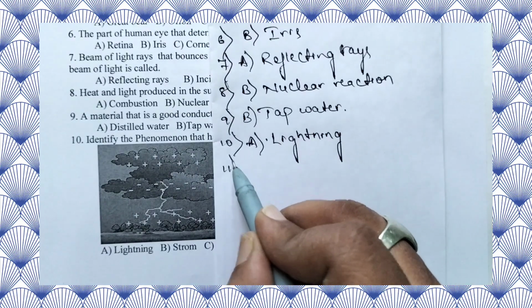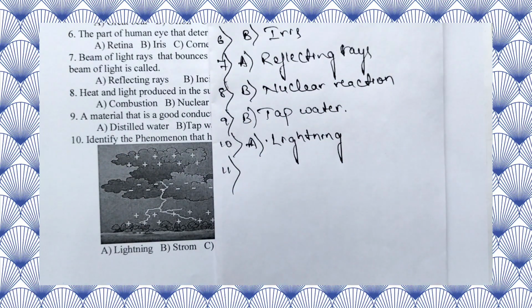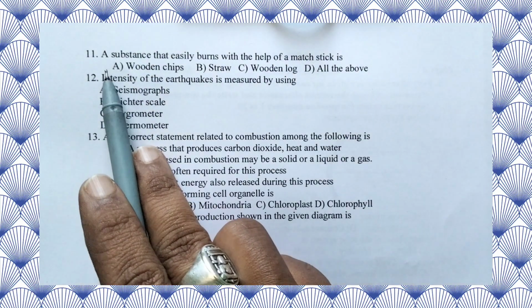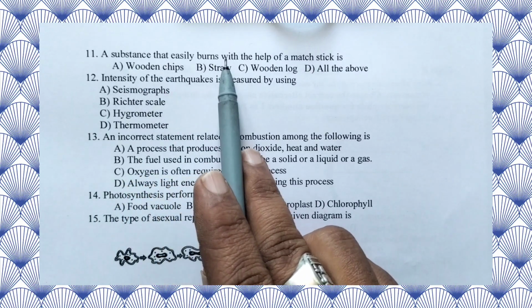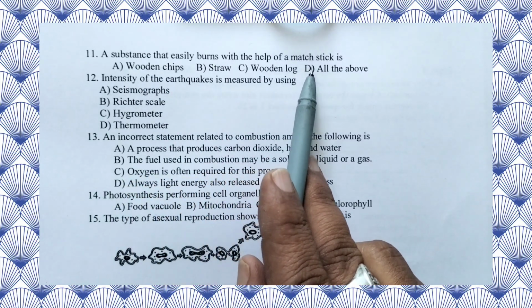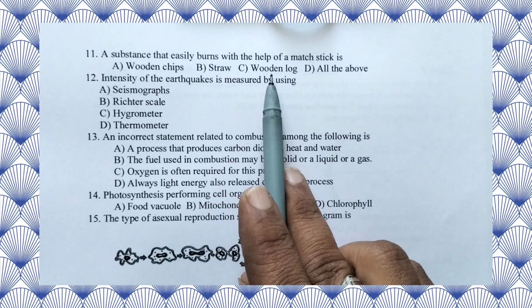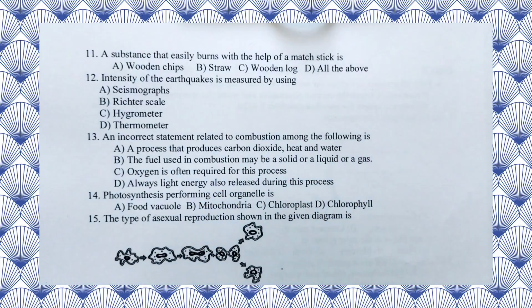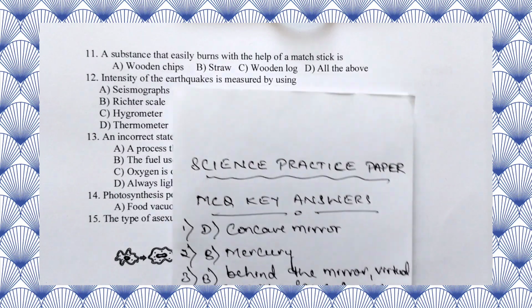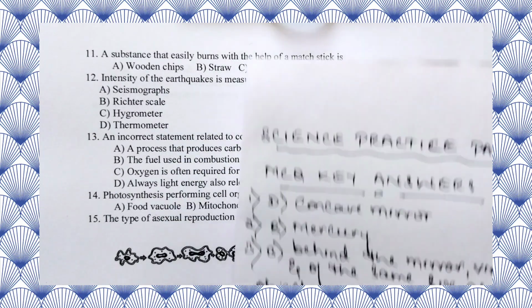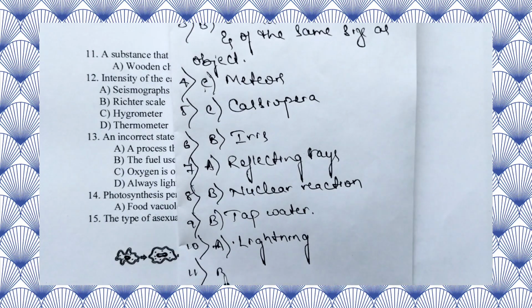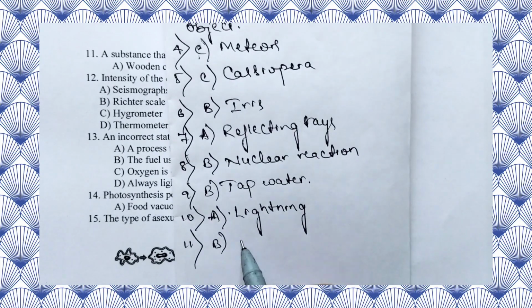Now let us move to the 11th question. A substance that easily burns with the help of a matchstick is wooden chips, straw, wooden log, and all of the above. So the right answer for the 11th question is option B, straw.